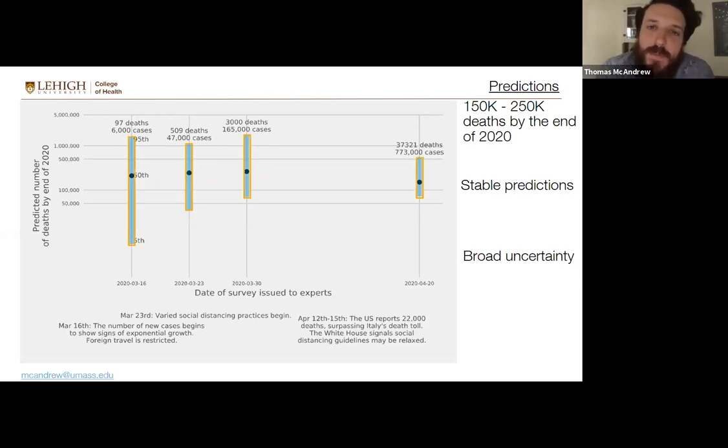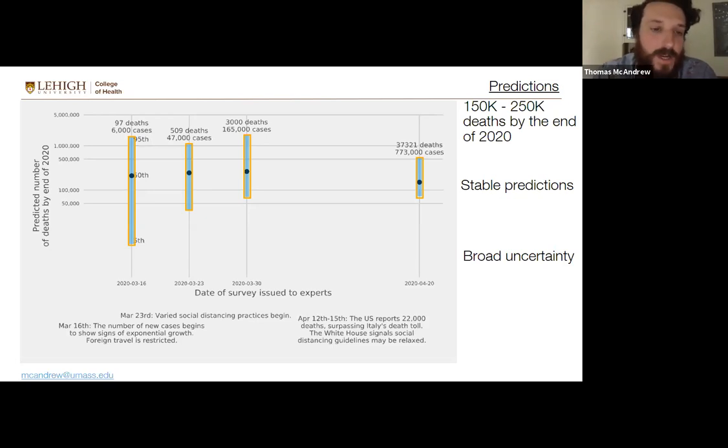Even though there are pretty stable predictions, there is a broad uncertainty in the number of deaths by the end of 2020 that experts put on these events. So you see in the first survey here, it's below 50,000 to above 1.1 million predicted deaths by the end of 2020 in this 90% confidence interval. That's a really broad range.